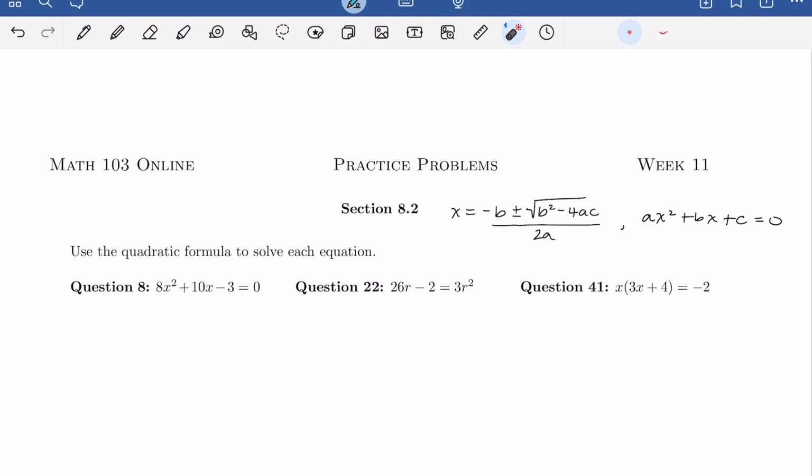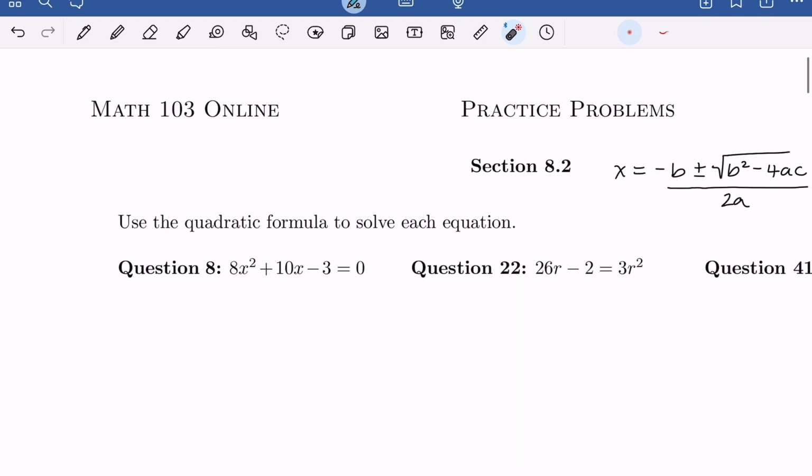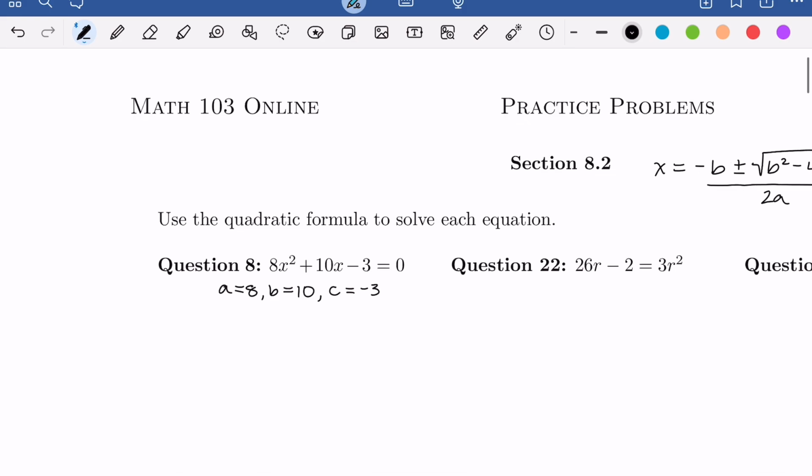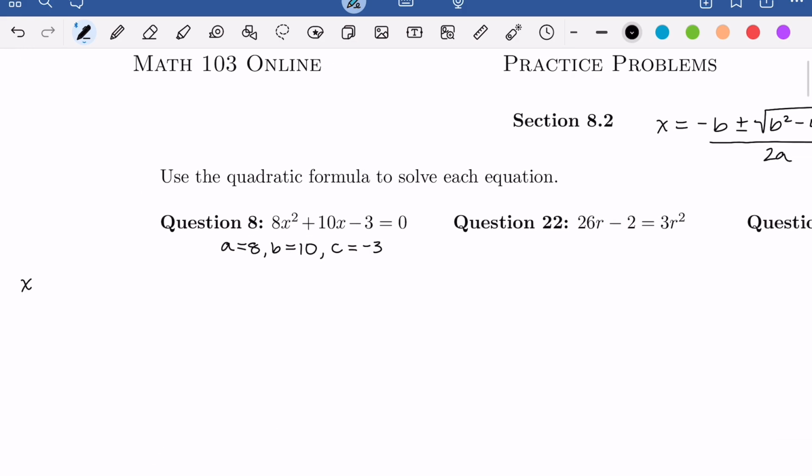And so the quadratic formula is written here, and this applies for a quadratic equation written in standard form, which is what we have here on the right-hand side, where a, b, and c are the coefficients of our squared, linear, and constant term. So let's look at question 8 here. We're going to use the quadratic formula to solve this guy. So in this case, our a is going to be 8, our b is 10, and our c is -3. So let's plug this information into our quadratic formula.